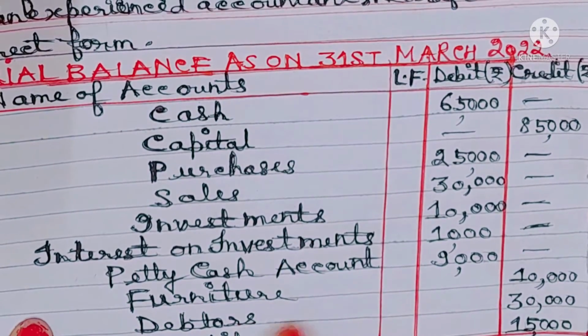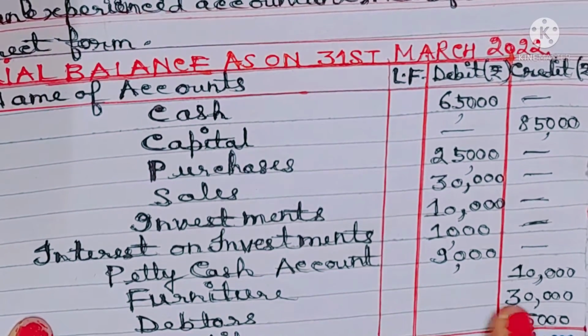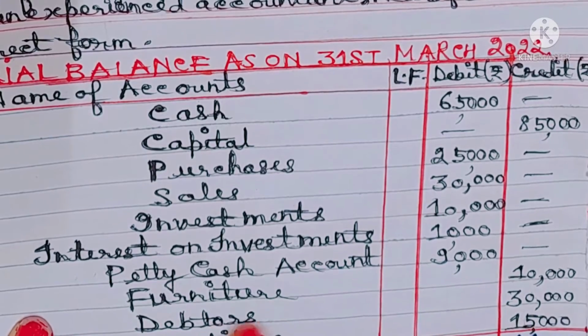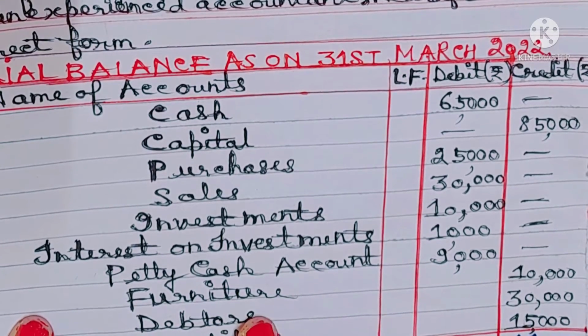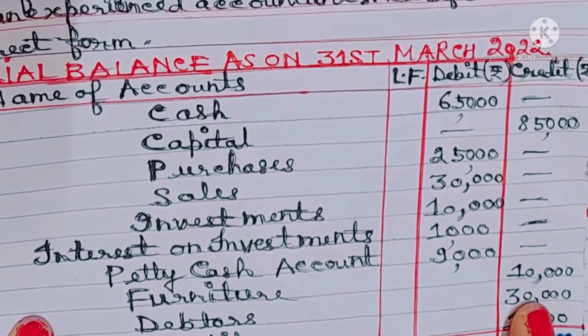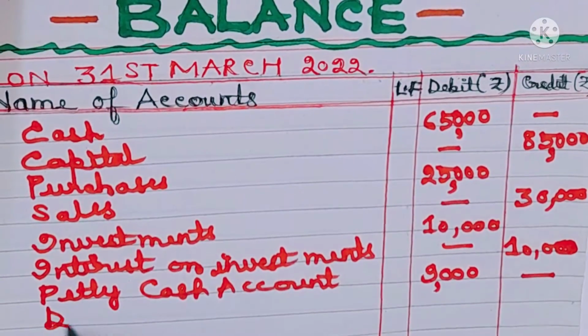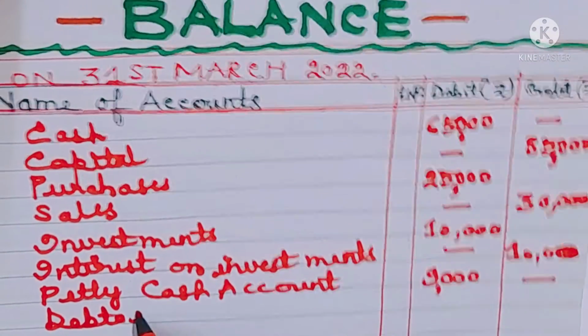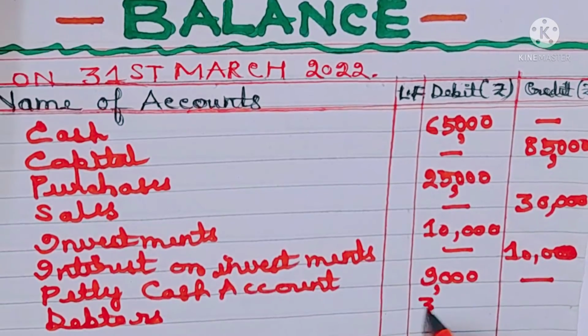Debtors account. 30,000. Debtors account has been wrongly written in the credit column because debtors has a debit balance. So now we have to rectify debtors. Let's do it. Debtors 30,000.